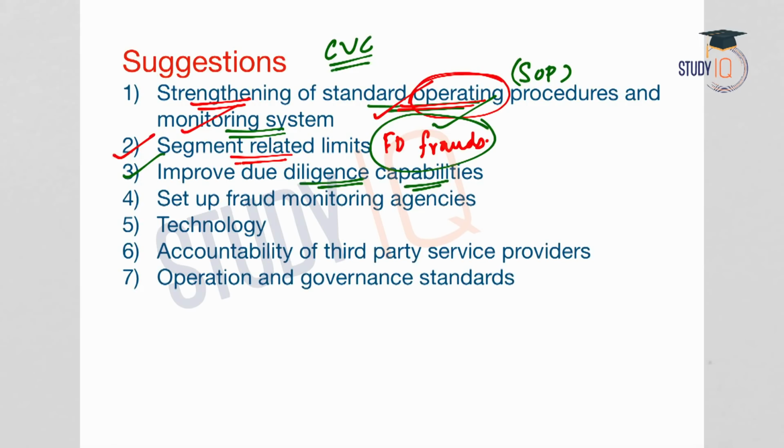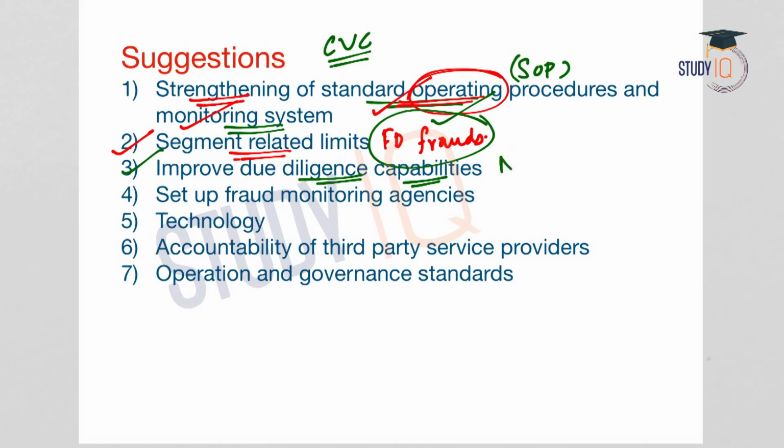Now, the third suggestion was to improve due diligence capabilities. This can lead to better credit appraisal and also to contain the quantum of NPA, that is, non-performing assets. So, while disbursing the loans, the diligence capacities should be improved so that the NPA episodes and also the fraud episodes can be controlled or minimized.